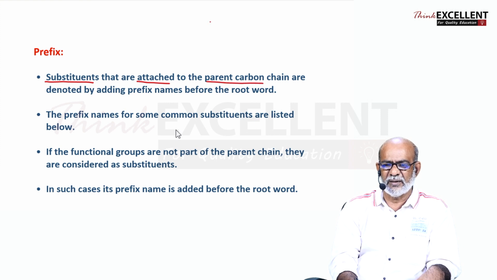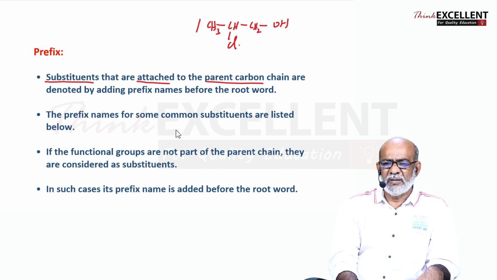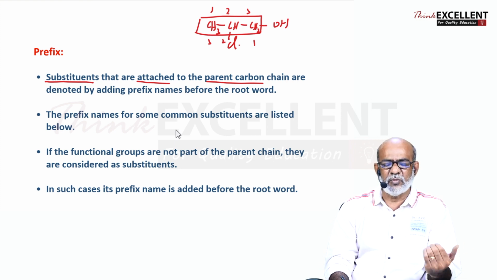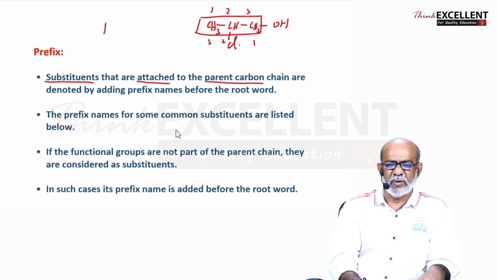For example, you see, here the second carbon contains chlorine. Here, how many carbons are there? Totally 1, 2, 3 carbons. Otherwise you start from here, 1, 2, 3 carbons. So whatever it may be, 3 carbons. The longest chain contains 3 carbons. What is the root word? That is prop. So the root word is prop.